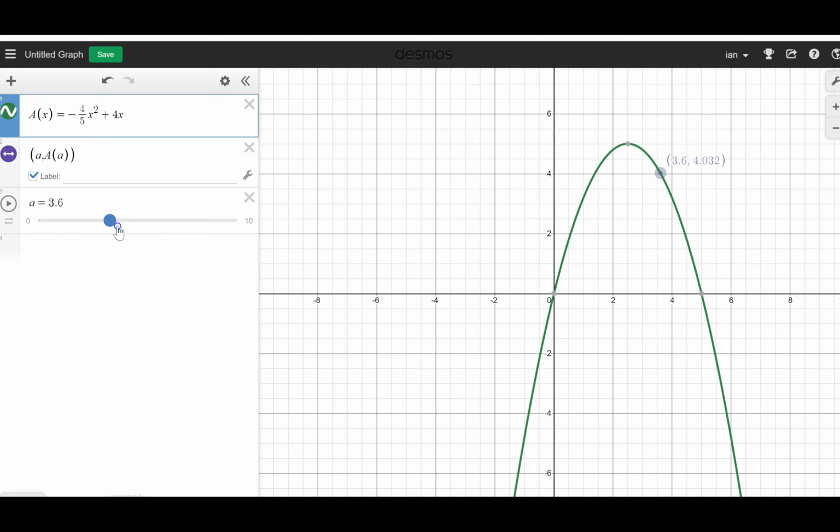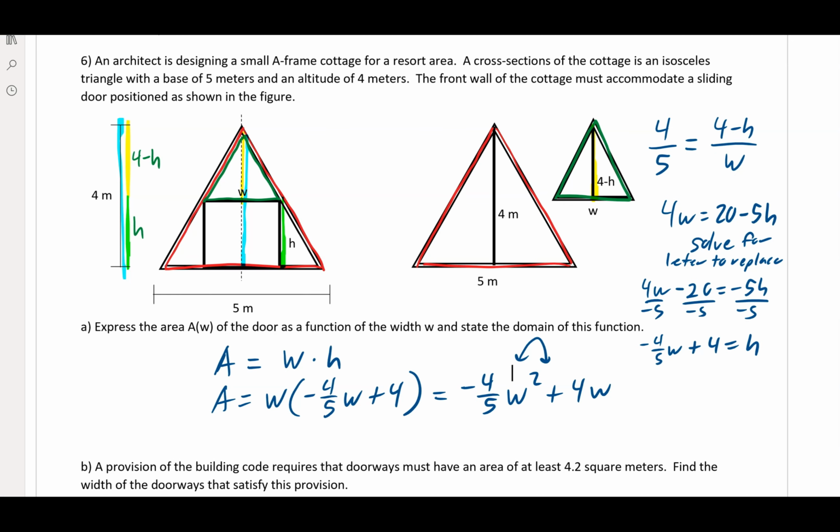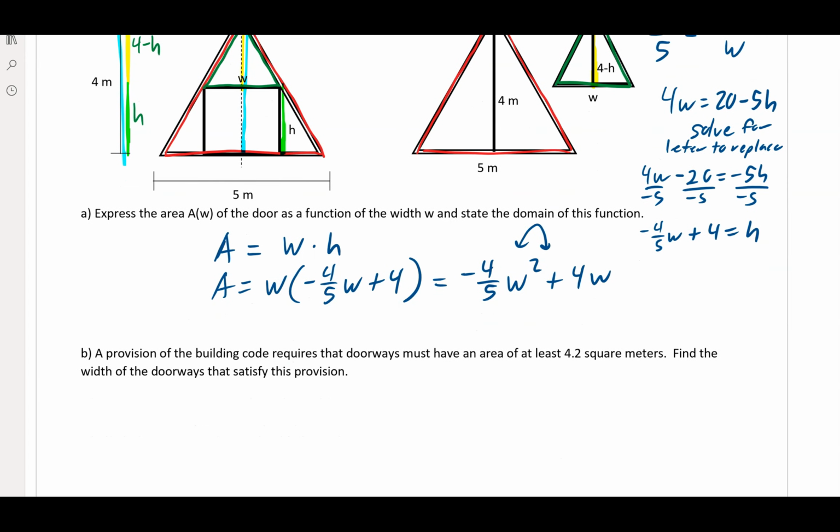So if you go wider than that, the door's area gets smaller, because as you go wider, the height gets smaller. So if you look at our picture here, as you make the door wider, see how low it is? So there's a width in here that gives us the max area. And so let's find out what they want us to do. It doesn't care about max.